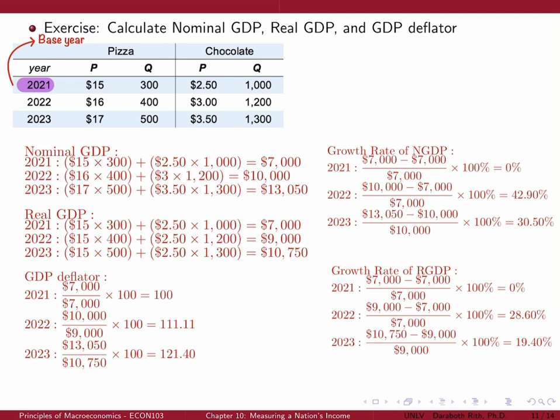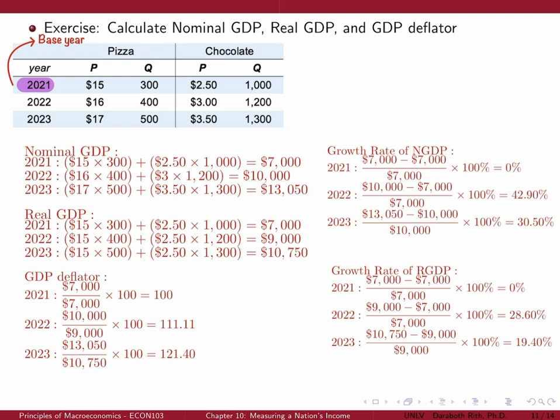Step 3. Calculating GDP deflator. The GDP deflator is calculated by dividing nominal GDP by real GDP and then multiplying by 100. For year 2021, nominal GDP is $7,000, real GDP is $7,000. GDP deflator, so you take $7,000 divided by $7,000 times 100. That equals 100. Note that the GDP deflator for the base year is always 100.